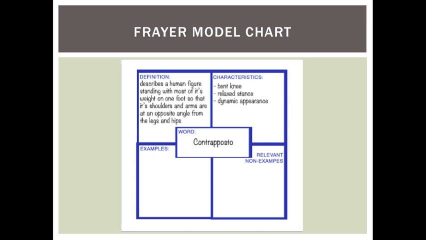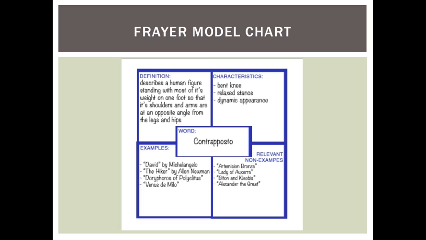The next step is to give a few examples. The examples I chose are listed here. You can look them up if you wish to give you an idea of what contrapposto looks like. The last step in this strategy is to give a few relevant non-examples as well. Again, these examples need to be relevant to the vocabulary word. The non-examples I chose for this vocabulary word are listed here as well.